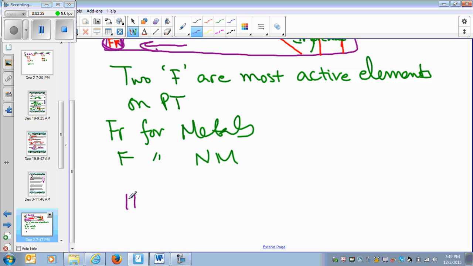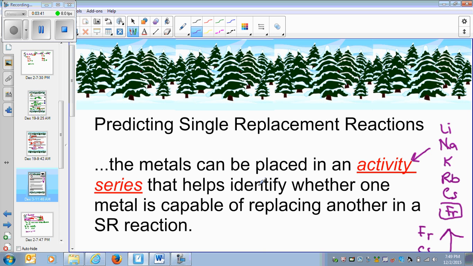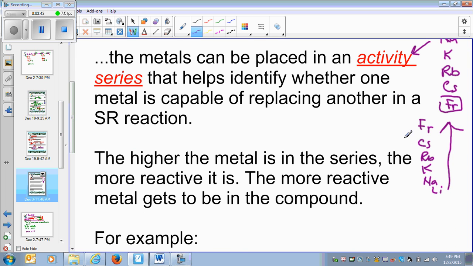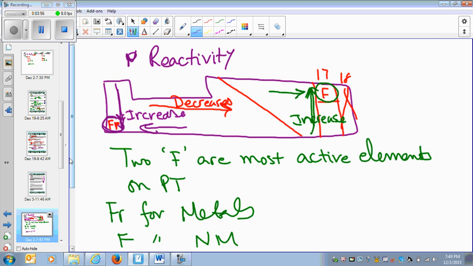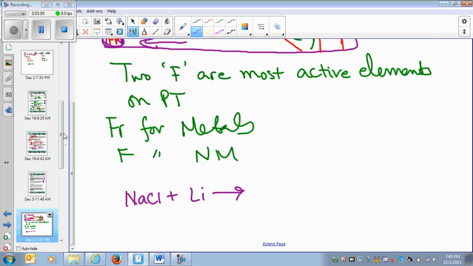So if I have sodium chloride and I react it with lithium, let's say I gave you the activity series on the back page. I have to see where lithium is on the series. Lithium is sitting below sodium. Sodium is more active than lithium. If sodium is more active than lithium, then lithium will not be able to kick sodium out. So this reaction will not happen because lithium, according to my series, is less active. So I will say no reaction.